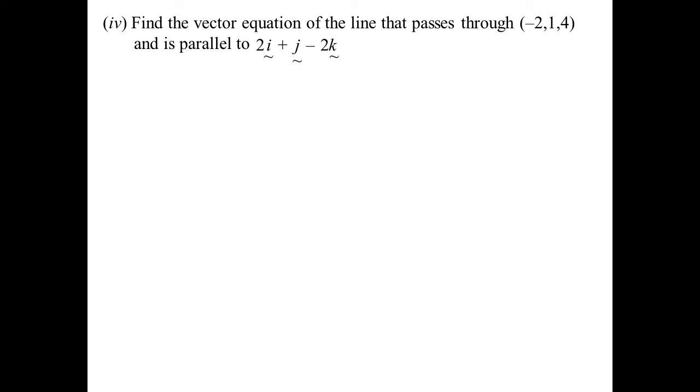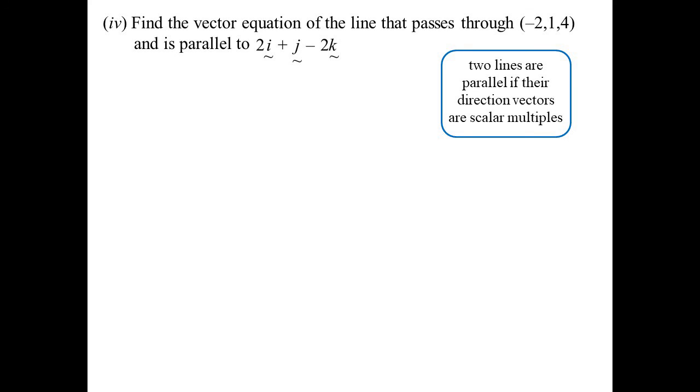Find the vector equation of the line that passes through this point but is parallel to this vector. Usually we say lines are parallel if their slopes are the same, but that's a 2-dimensional idea. In 3 dimensions, we say 2 lines are parallel if their direction vectors are scalar multiples. So they don't have to be identical. As long as one is a multiple of the other, then we know they're going to be parallel.